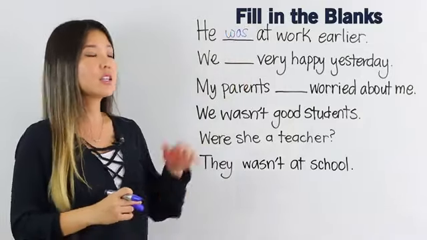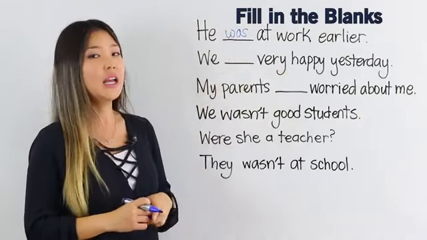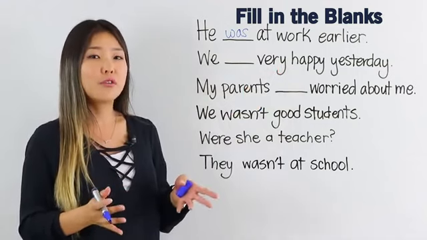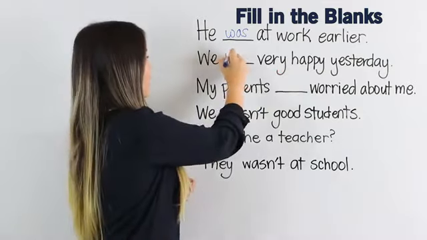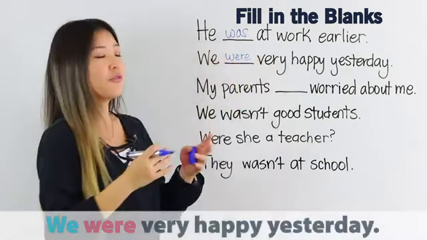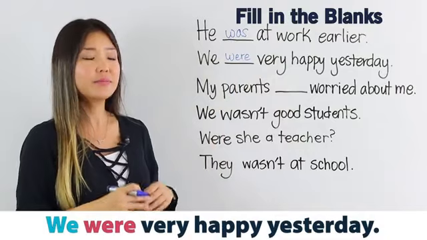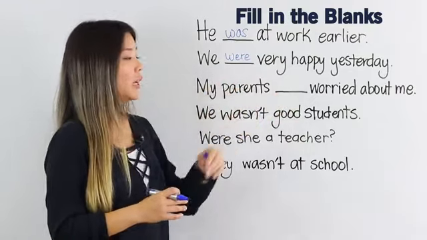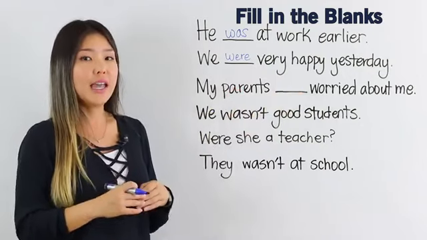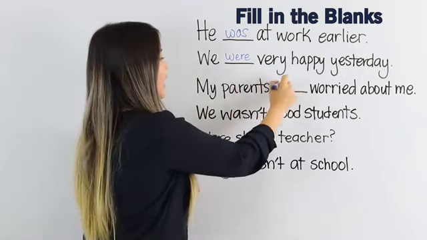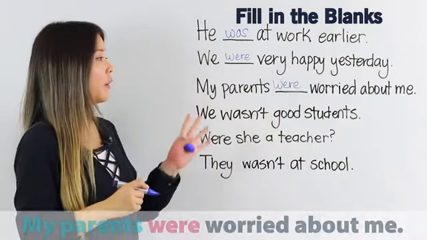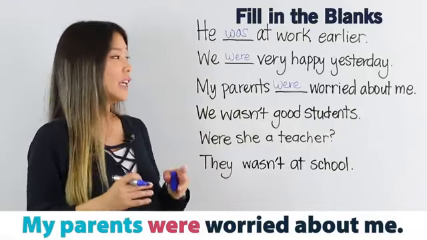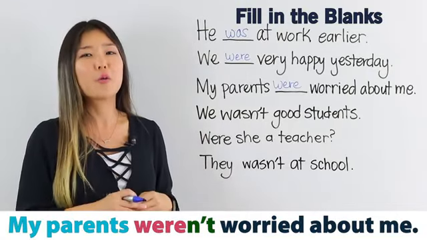The next sentence says, we blank very happy yesterday. If the subject is we, remember the be verb is were. We were very happy yesterday. Next, my parents or they blank worried about me. If it's they, remember we have to say were. My parents were worried about me. If I want to use the negative, I can also say my parents weren't worried about me.